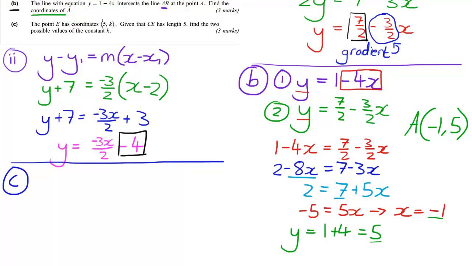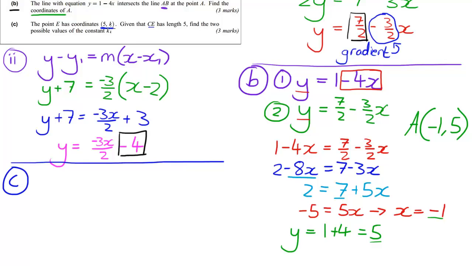Right, let me utilize some of the space under here for part C. So nearly done. Part C. So the point E has these coordinates here with 5 and a k that we don't know about. That could be anything. And then given that CE has length 5, find 2 possible values of k. So we've got this 5 here, which is the length of the distance between C and E. It would be quite nice if we could graph this out, but I really don't think I have the time for that on this video.